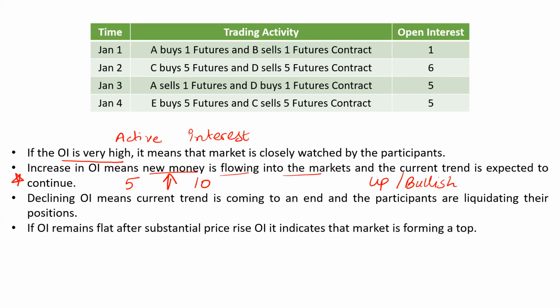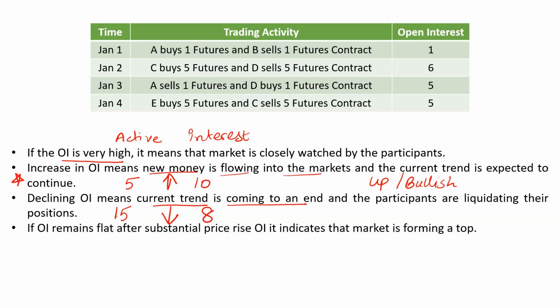If the open interest is declining, that means yesterday there were 15 contracts and today there are only 8 contracts. That means the open interest has come down. If the open interest is coming down, it means that the current trend is coming to an end. That means if the market was constantly going up, now it might start facing some resistance. So it might not continue to go up without much struggle. Alternatively, if the market was coming down or it was falling, it will stop falling or it will not fall drastically. So it might face some kind of support.